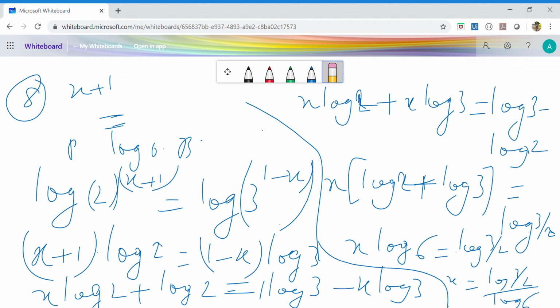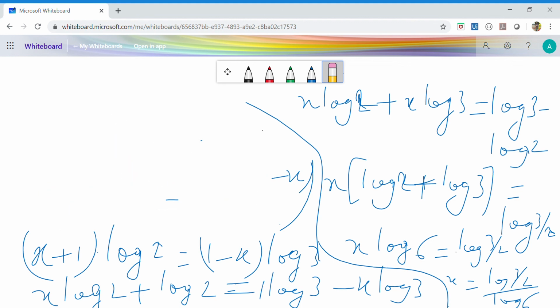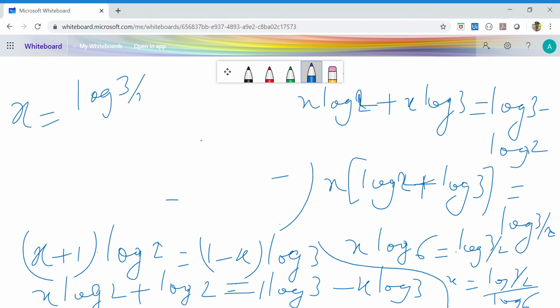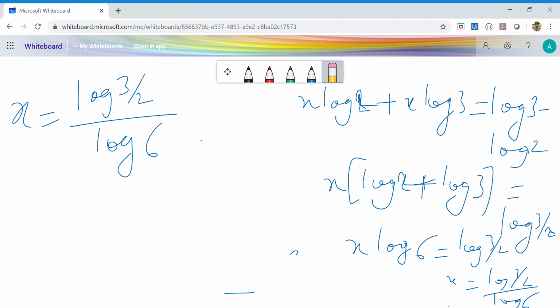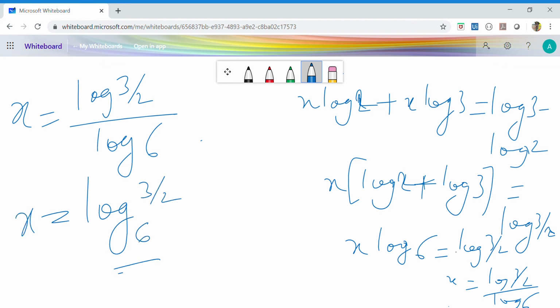So finally the answer is x is equal to log 3 by 2 by log 6. As log A by log B to the same bases, if the same bases are there, then we can write as log A to the base B. So this also can be simplified as log 3 by 2 to the base 6. So this is the x value.